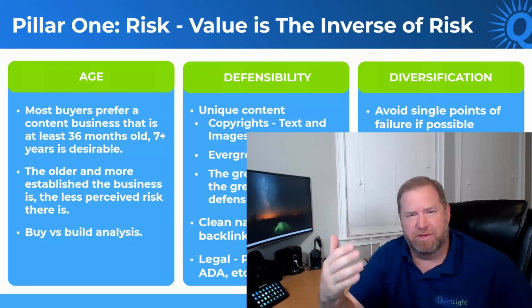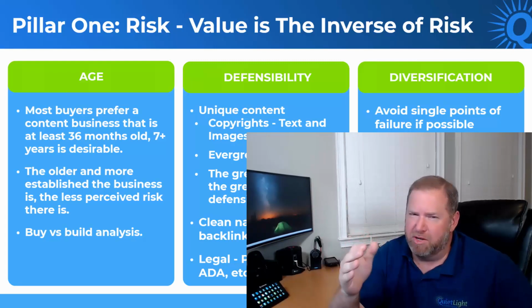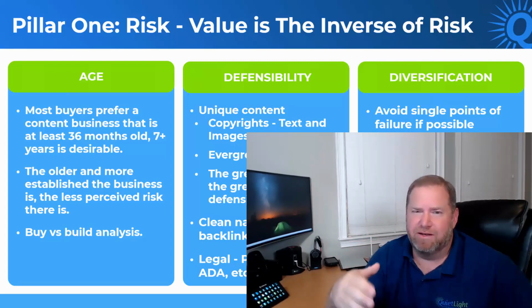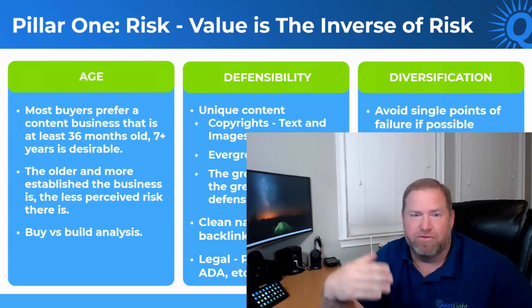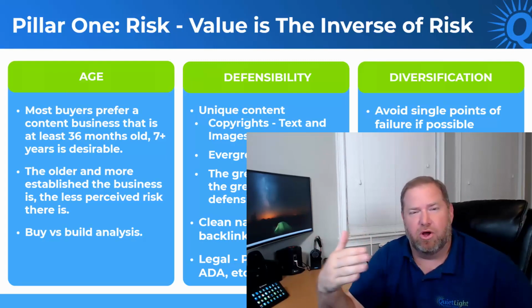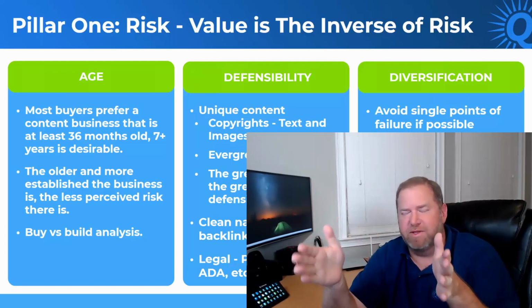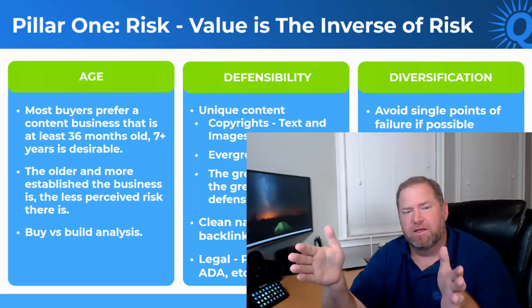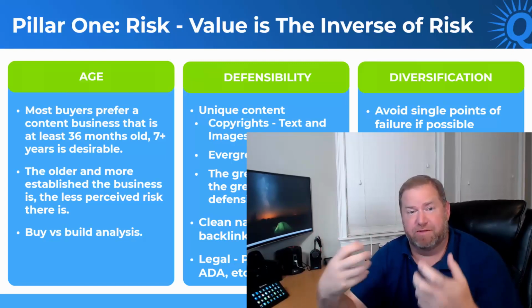With different types of businesses, people have different requirements for the age. Generally, the minimum people want to see is 2 to 3 years. But on a content site, people tend to want to see older content sites: 7 years, 10 years, 15 years. The longer, the better, because they're able to look at the way the business has performed historically. The older and more established the business, the perception is of less risk.